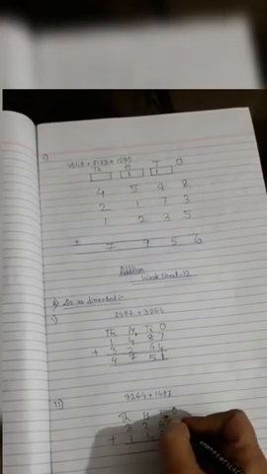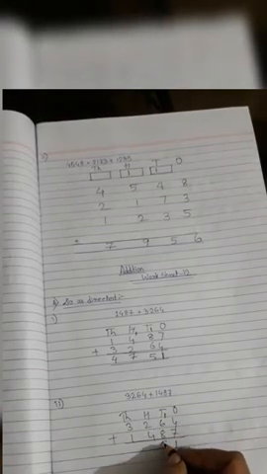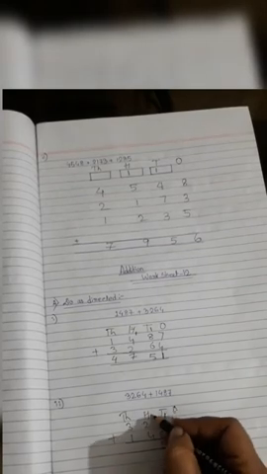3264, plus 1487. Now 7 plus 4 will be 11. Write down 1 at the ones column and 1 ten at the tens column. 1 ten plus 6 tens plus 8 tens will be 15 tens. So write down 5 at the tens column and 1 at the hundreds column.